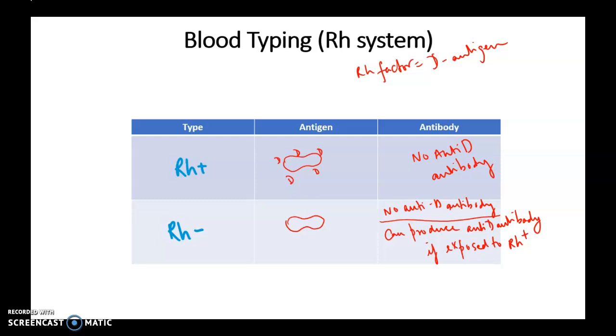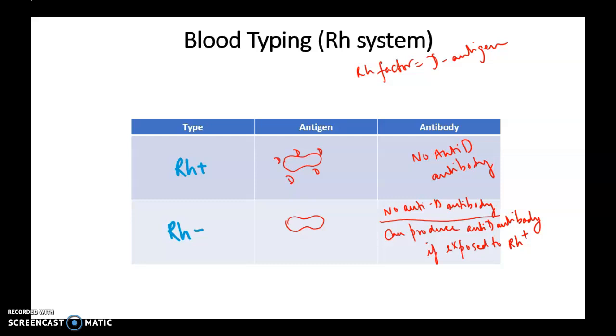Okay, so the Rh negative person needs to be exposed to Rh positive in order to build these anti-D antibodies. If the person is never exposed to the Rh positive blood, then he will never ever make anti-D antibody. So the key point here is whether you are Rh positive or negative, you will not have any anti-D antibody in the first place.